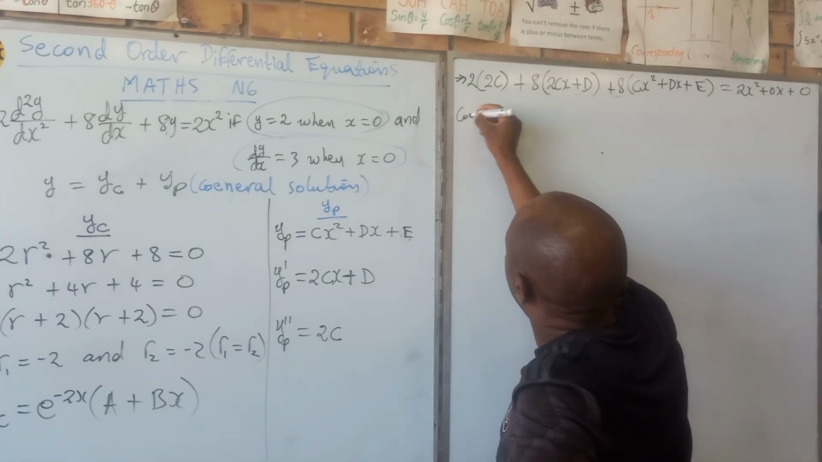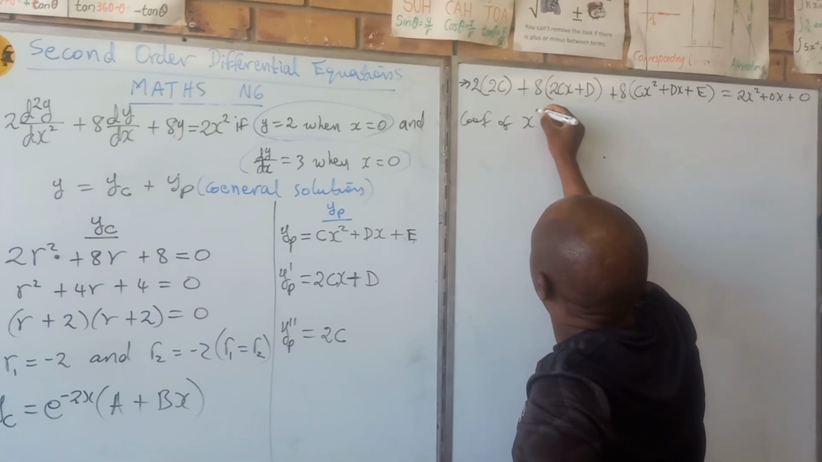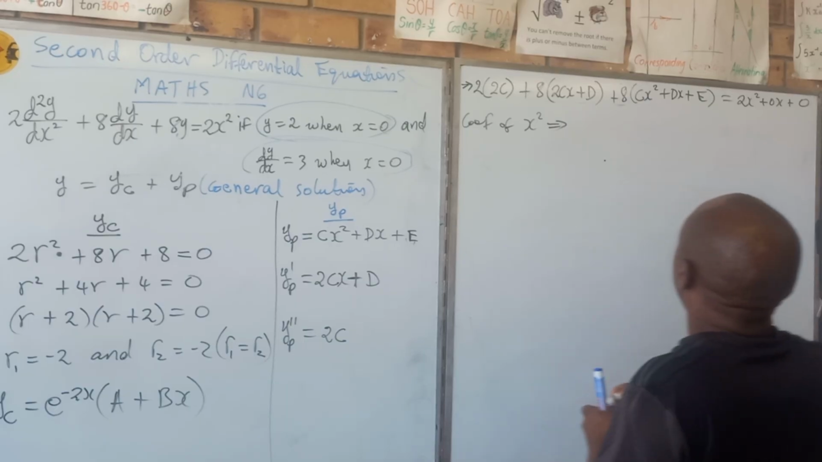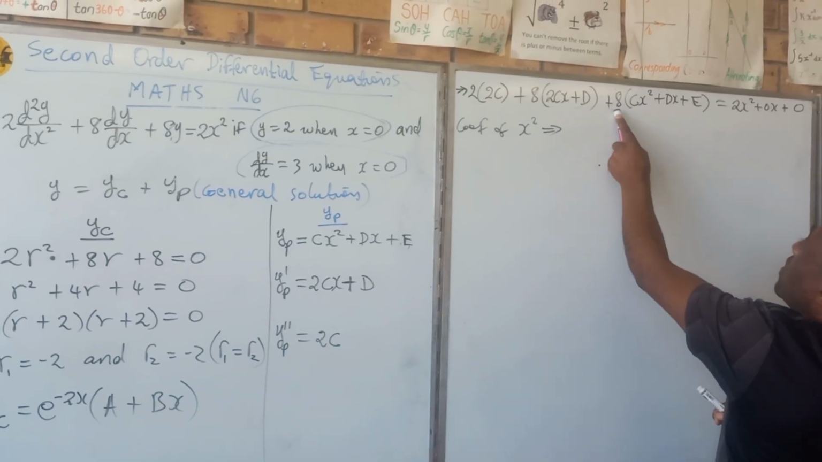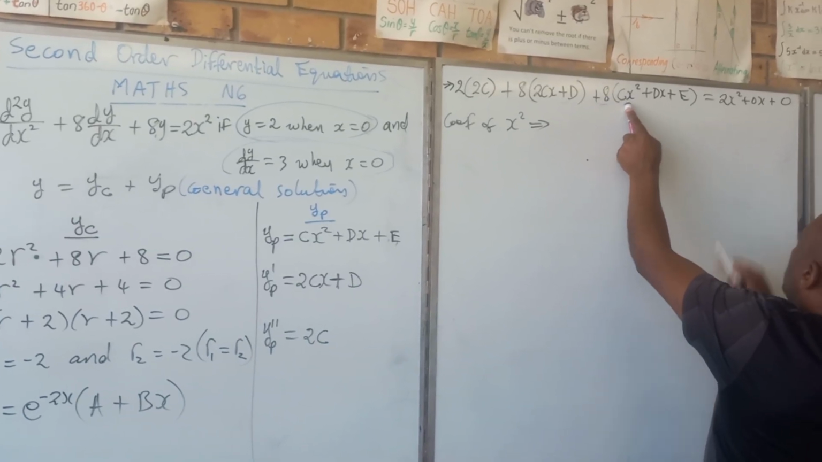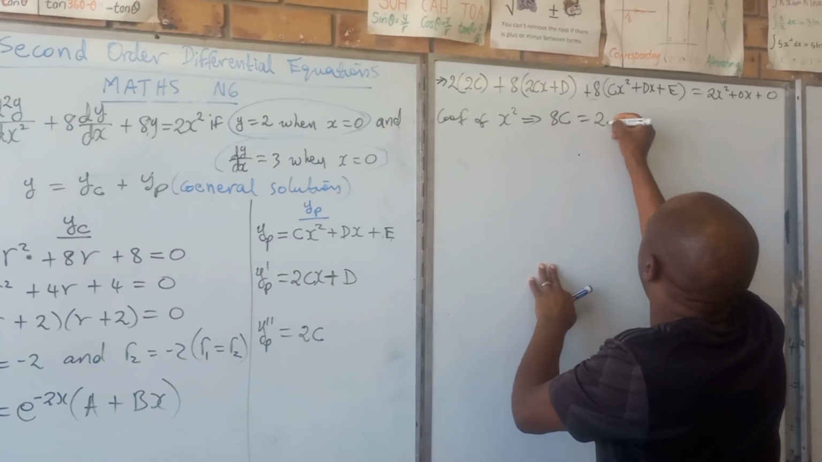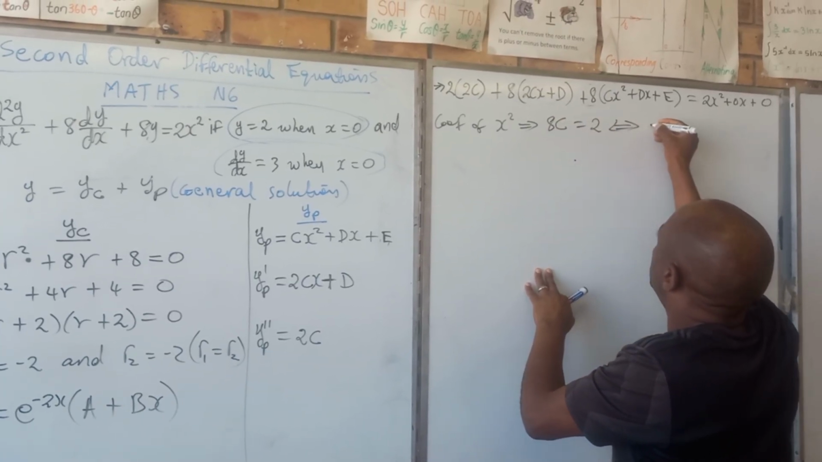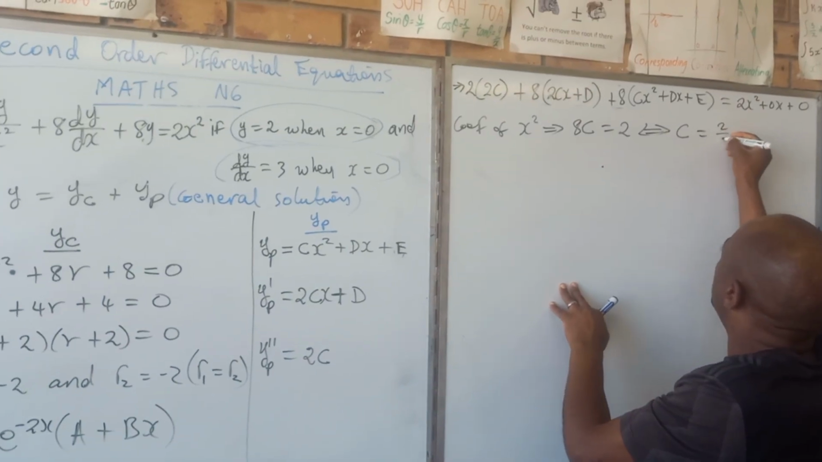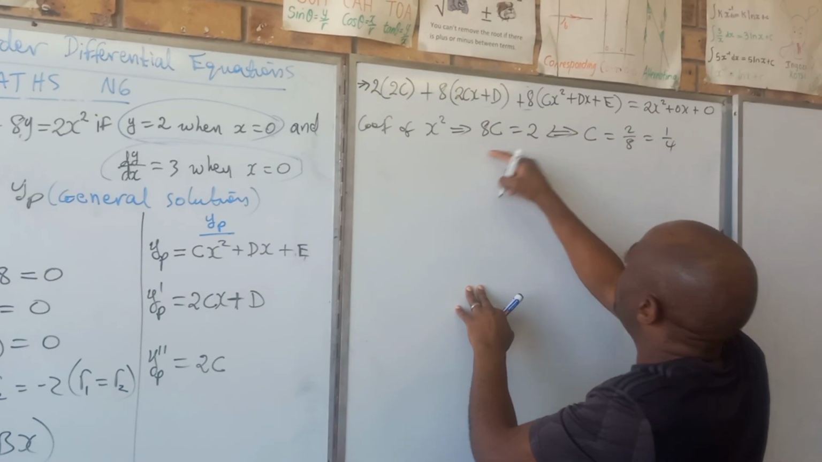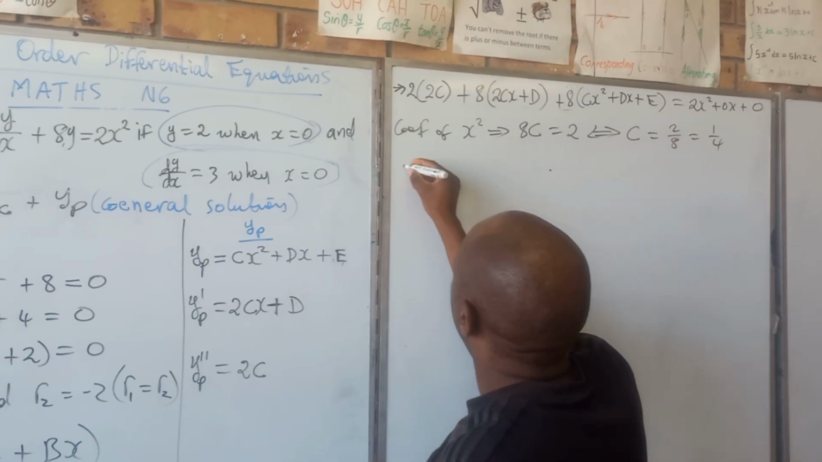Then I can start comparing coefficients. So I look for the coefficient of x squared. On the left, you see that we've got 8c, on the right, it's a 2. So we get 8c is equal to 2. That implies that c is equal to 2 over 8 or 1 over 4, if I divide both sides by 8. Then I'll go to the coefficient of x.